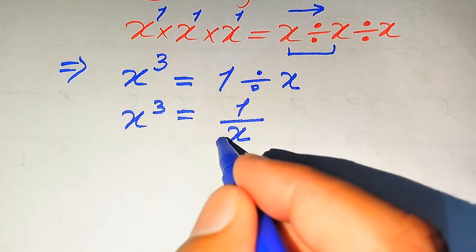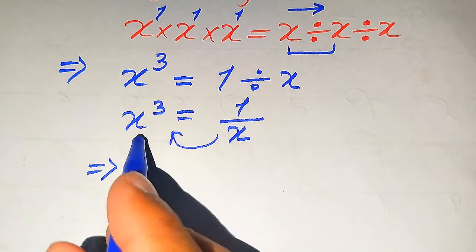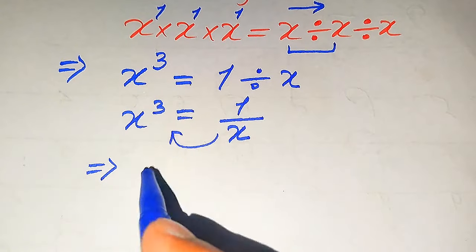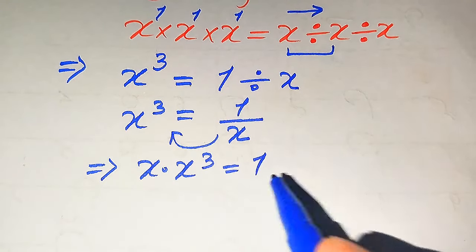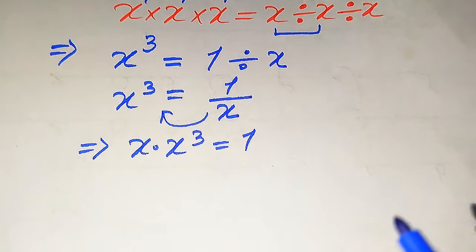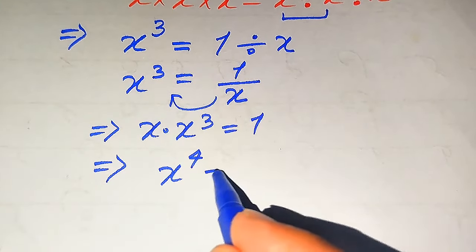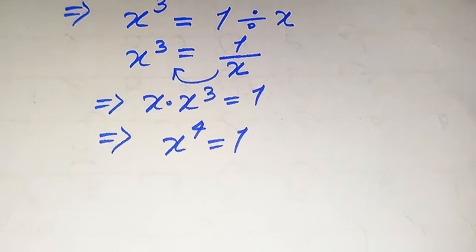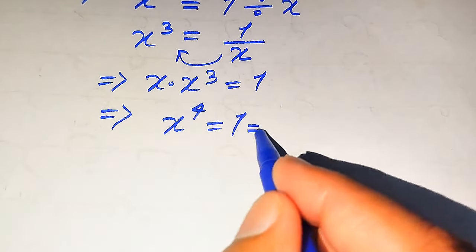Further, this x is in the denominator on the right hand side, and when we move it to the left hand side, it is multiplied by this x cubed. So x times x cubed is equal to x to the power of 4, which is equal to 1. And now we rewrite this equation in this form.